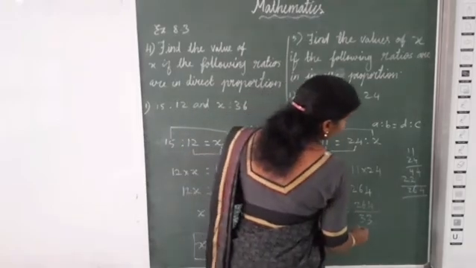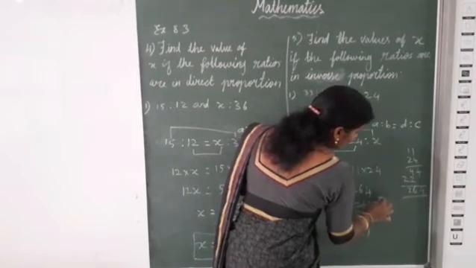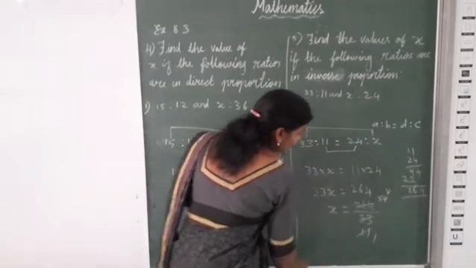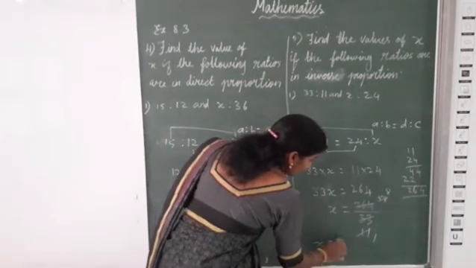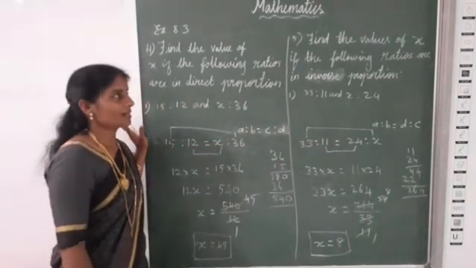Okay, now listen. 3 table: 1 3 is 3, 8 3s are 24. 1 11 is 11, 8 11s are 88. Therefore, what's the value of x? x equal to 8. Okay, x equal to 8 is the answer.